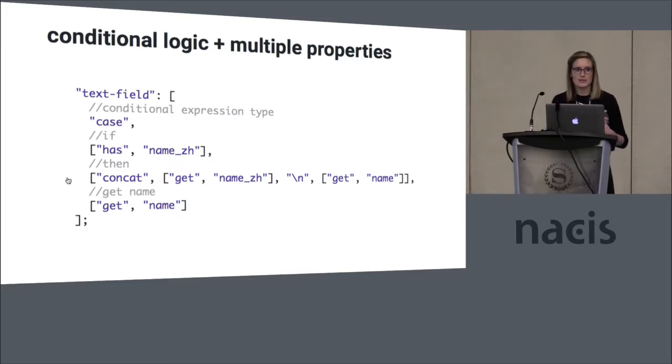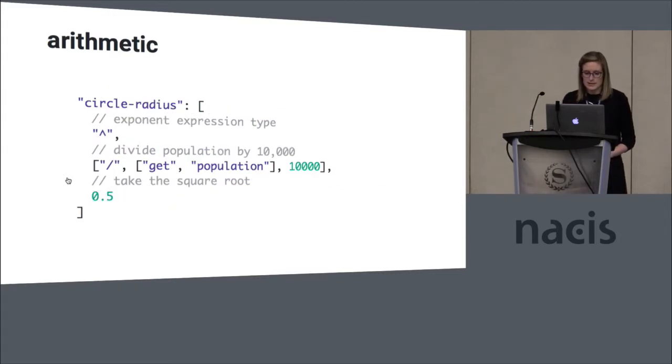These expressions are going to be very flexible because you can nest them as you wish. You can create unlimited nested expressions if that's what you need. So in this case, if that property exists, we're combining the Chinese name and the default name property and displaying both. And if not, we're just displaying the default name. That's something that you couldn't do with the old data-driven styling.